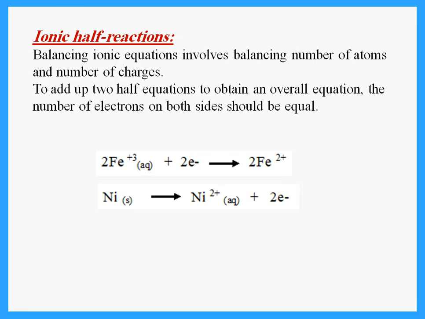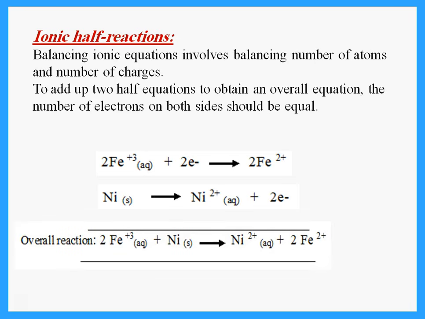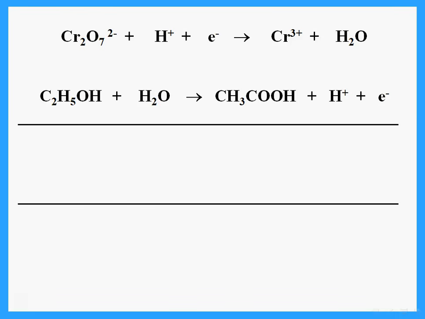So that will be 2 Fe3+ plus 2 electrons gives 2 Fe2+. You multiply all through by 2. Now my number of electrons are equal on both sides of the arrow. I can cancel the electrons and add up everything on either side of the arrow. If I cancel the 2 electrons, I'm left with 2 Fe3+ plus nickel before the arrow, and 2 Fe2+ plus nickel 2+ after the arrow, and that is what we call the overall reaction. Are we following here? Let's try it with this one.